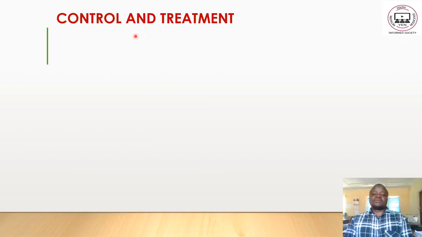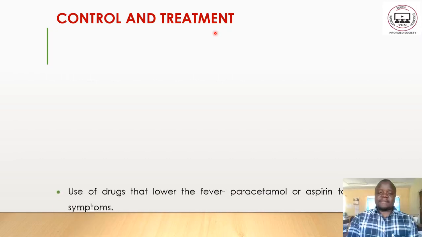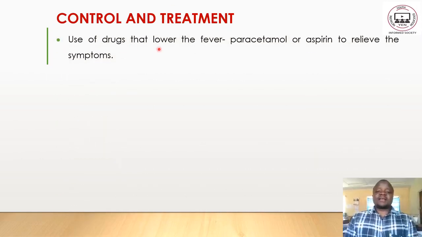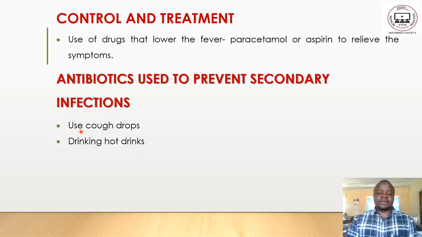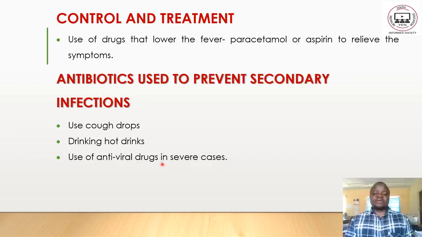Control and treatment of influenza: use of drugs that lower the fever. We have paracetamol, and aspirin can be used to treat influenza, to relieve the symptoms. Antibiotics are used to prevent secondary infections. Use cough drops. Drinking hot drinks. Use of antiviral drugs in severe cases.